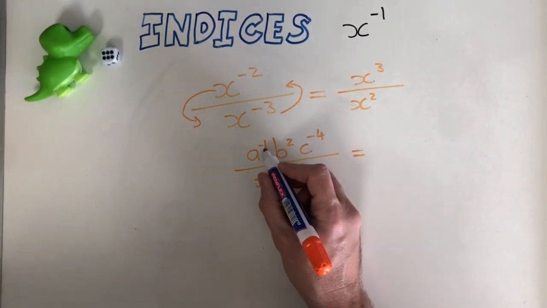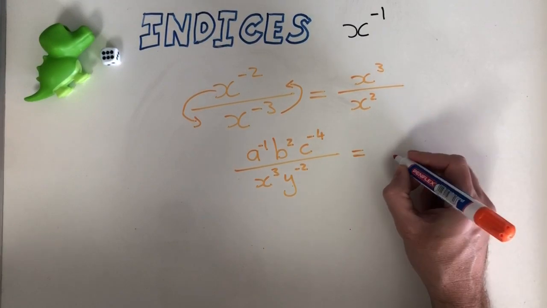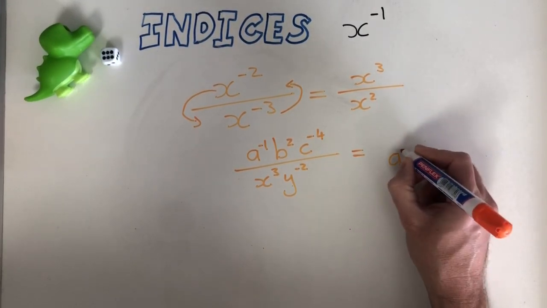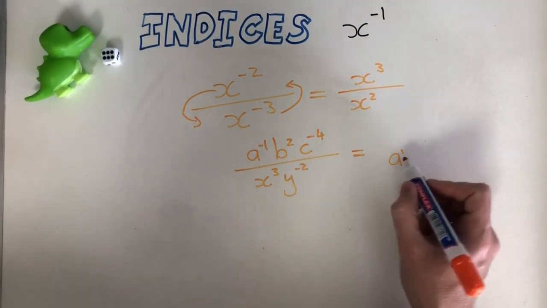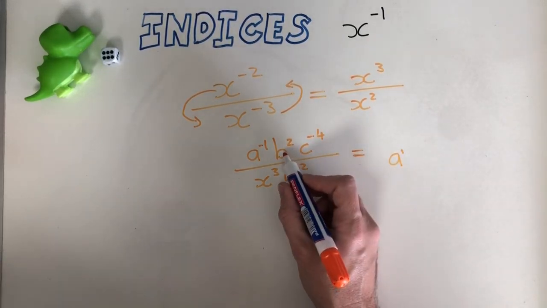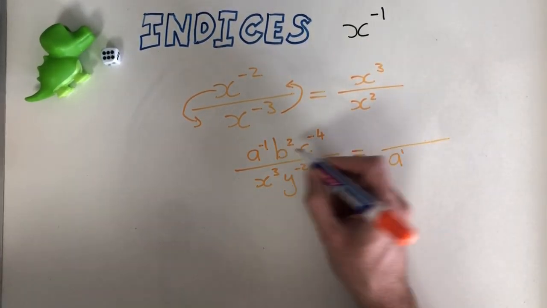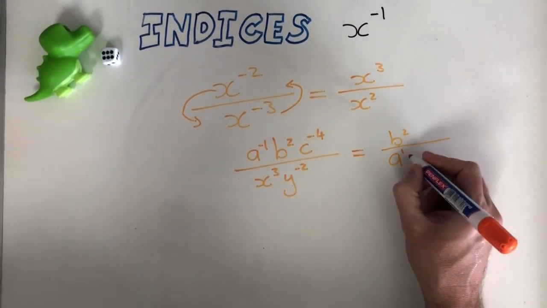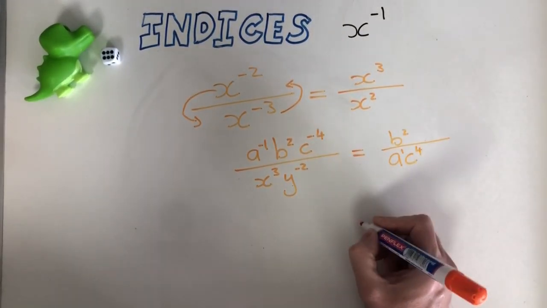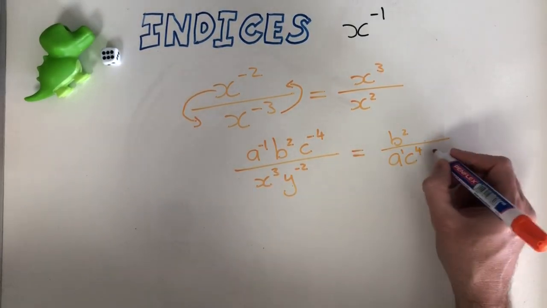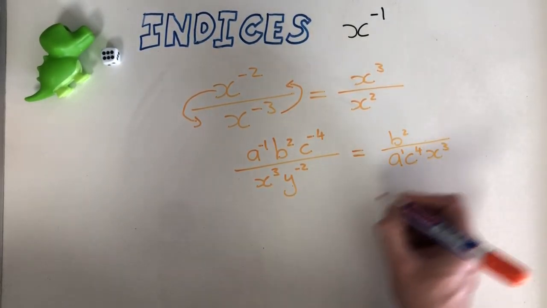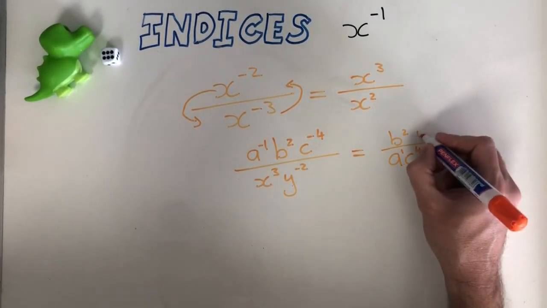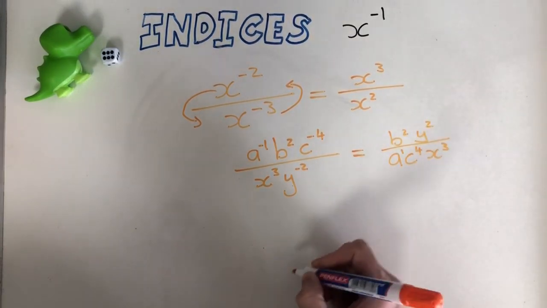So this a to the power of negative 1, I move that below. So I can just write a, but I'll write a to the power of 1. The b is going to stay at the top, b squared. The c is going to go below as well. And this x is going to stay down here because it's positive down here. And the y is going to move to the top, squared.